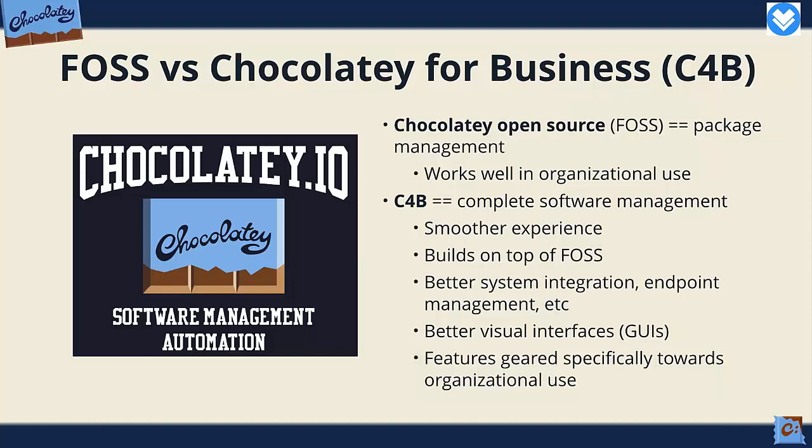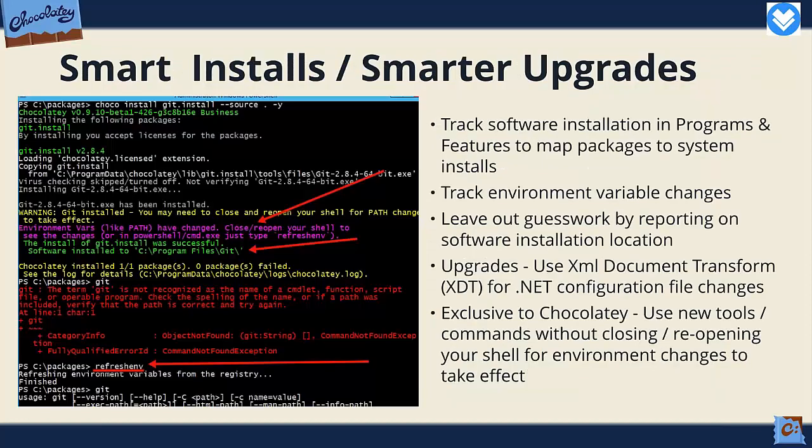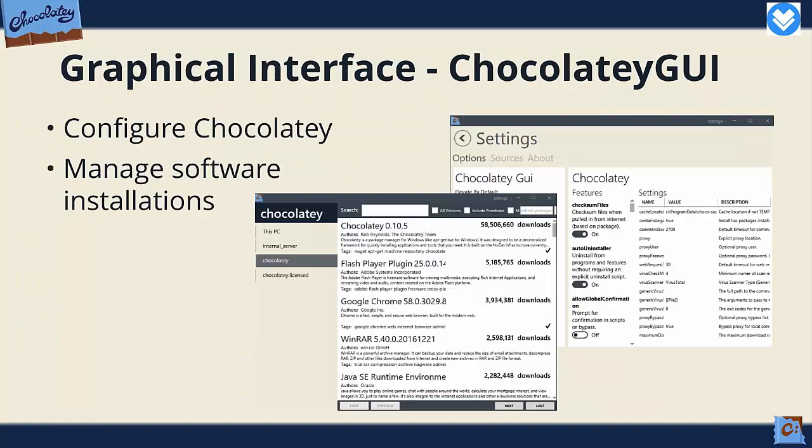It builds right up on top of the open source, but it also brings with it better system integration. We're adding endpoint management and a lot of other different features, plus GUIs. Now Chocolatey is pretty smart when it comes to installs and upgrades, and it is tracking different types of things. And as you're seeing here, a command line tool, but also we have a graphical interface, and that is our Chocolatey GUI. What you're seeing here is the newer edition of our Chocolatey GUI, and some of the places that we'll be taking that. And so we'll talk about that once we get to the demo as well.